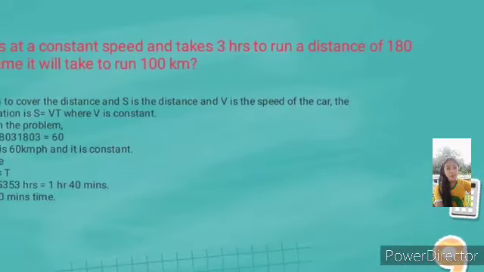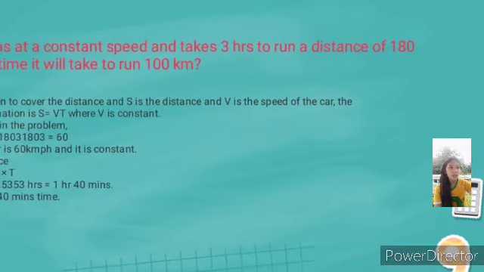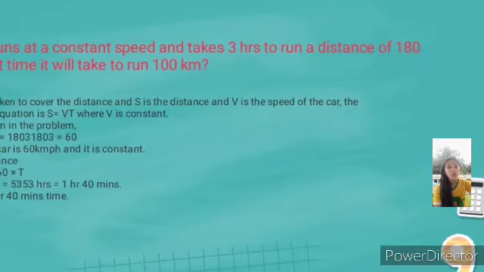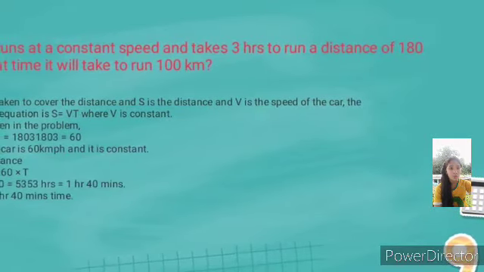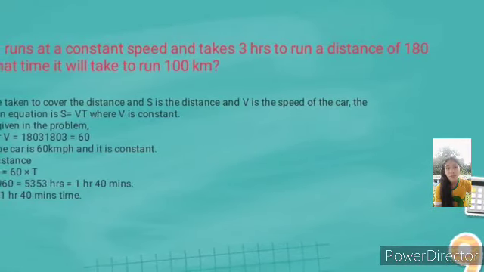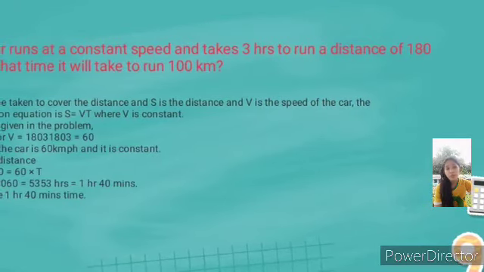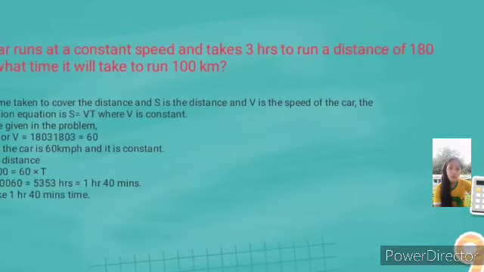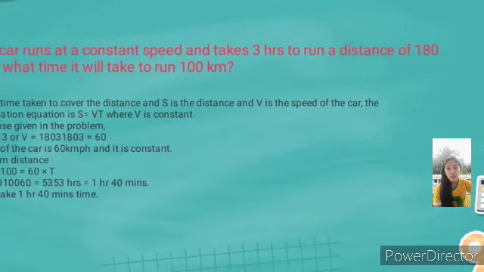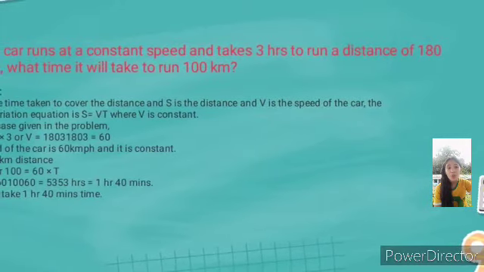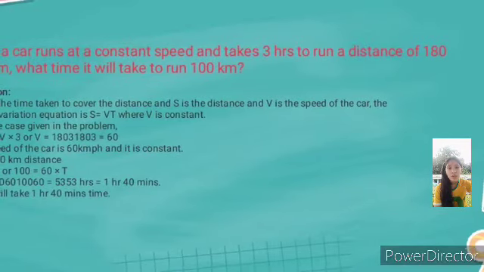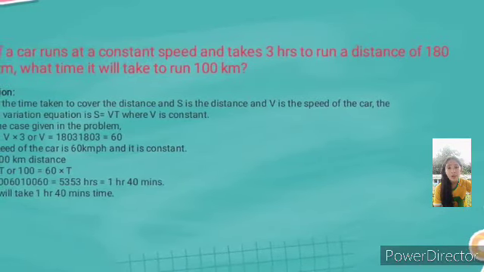For word problems: if a car runs at a constant speed and takes 3 hours to run a distance of 180 km, what time would it take to run 100 km? So, the solution: if t is the time taken to cover the distance, s is the distance, and v is the speed of the car, the direct variation equation is s equals vt, where v is constant. For the case given in the problem, 180 equals v times 3, or v equals 180 over 3, which is 60. So, the speed of the car is 60 km per hour and it is constant.